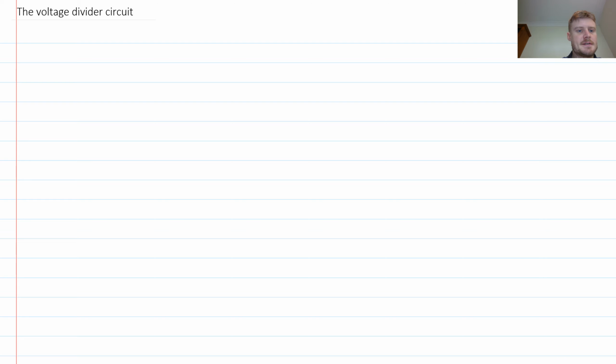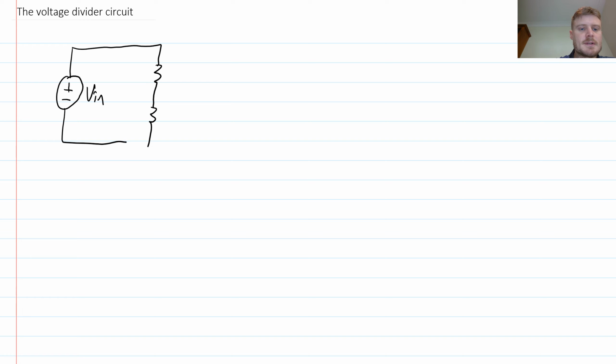A voltage divider circuit looks like this. So I have some input voltage, which I'm going to call V in, and I connect it across a network of two resistors which are connected in series. So I might call this one R1 and I might call this one R2. And then I define an output voltage across one of these resistors. So for example, I might choose R2, and then I will define V out to be a voltage measured across that resistor.